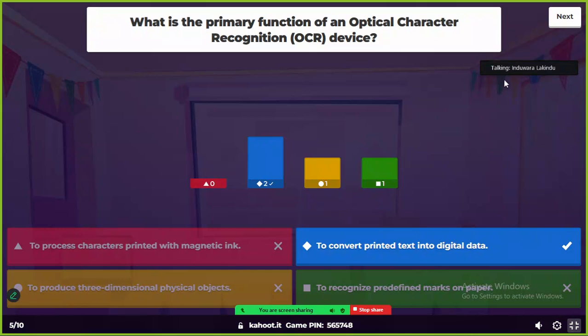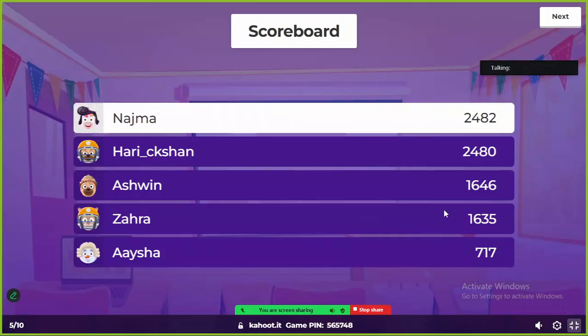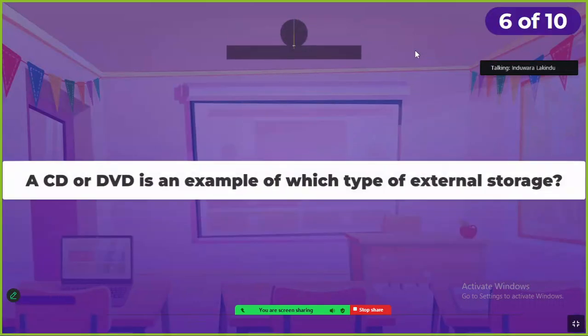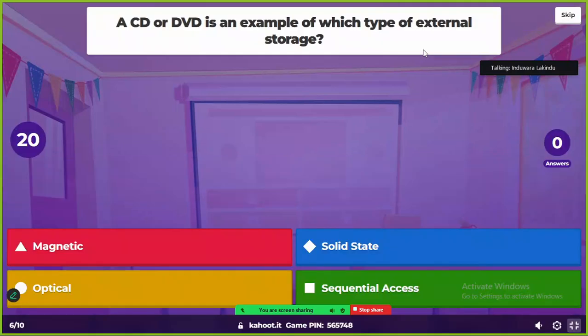Right. Convert printed data into digital data. Correct. Let's see who gave the correct answer. Harrison and Zahra. Nice. 6th question. CD or DVD is which type of external?